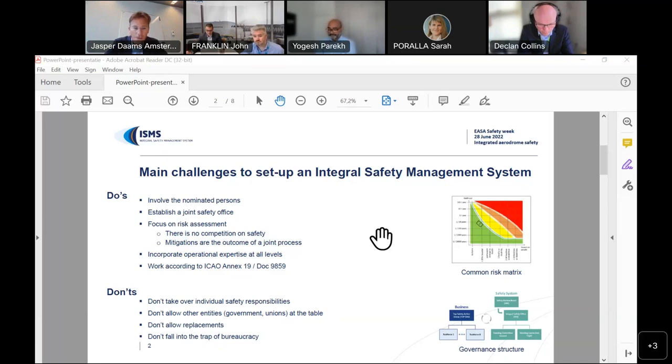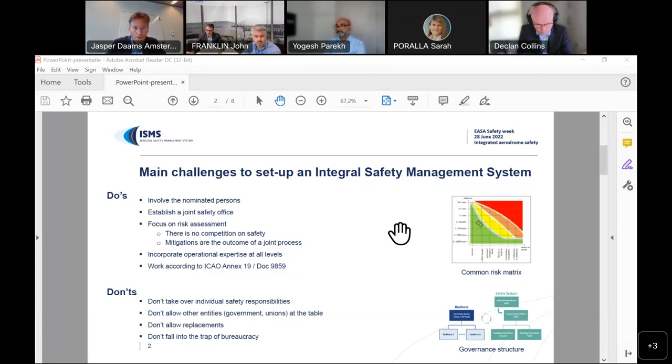The next one is that we avoided having other entities than operational organizations with the safety responsibility at the table, so that we don't get political discussions mixing up with our safety management discussion. We didn't allow replacements, so we need to have the nominated persons at the table and they are not allowed to send the deputies. And the last one is that you easily fall into a trap of bureaucracy, but you need to focus on the ball, as we say in Dutch. So you have to focus on the true risks and act on it instead of making all kinds of paperwork.